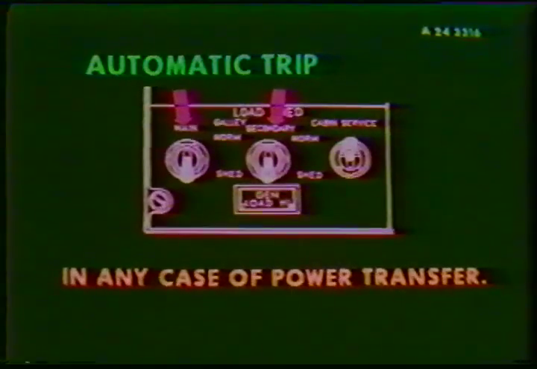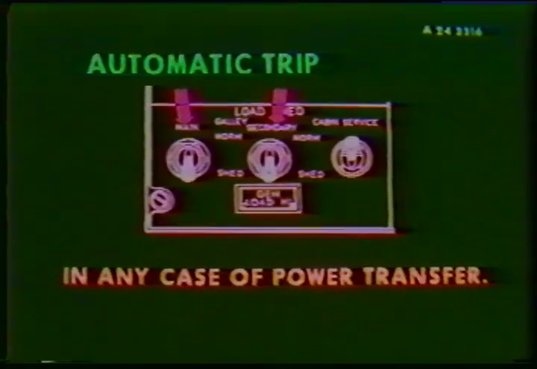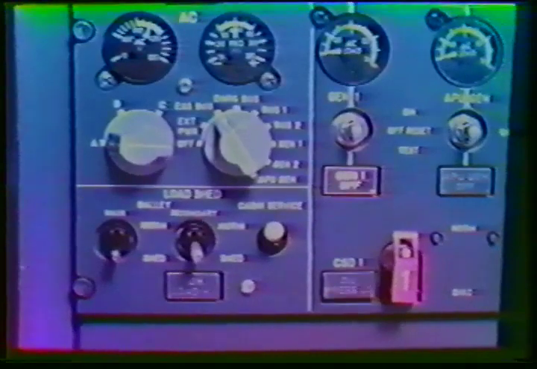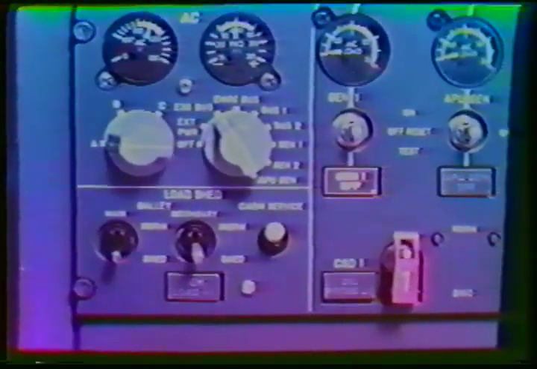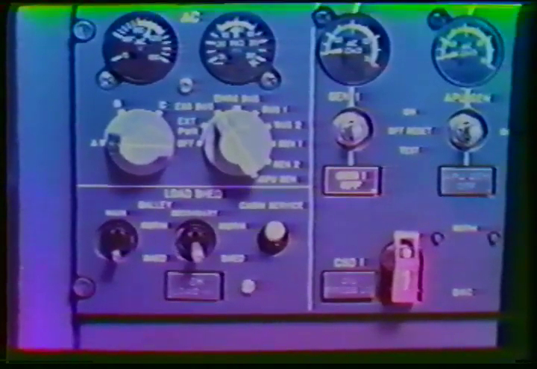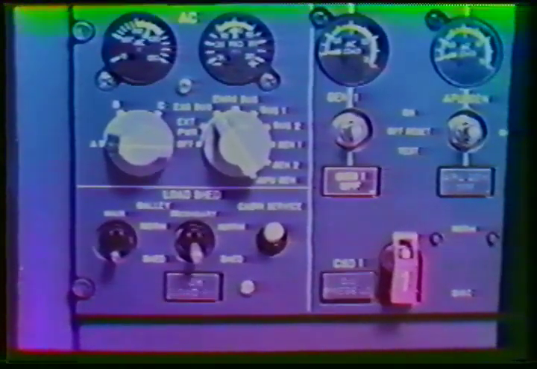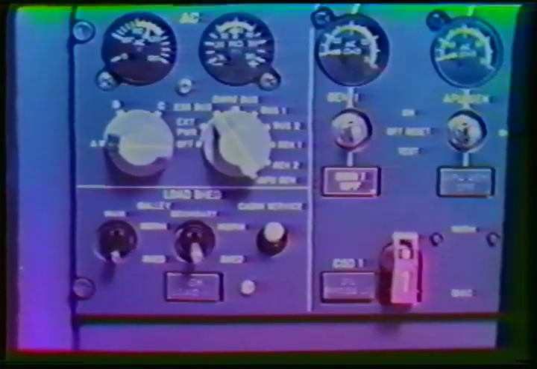To prevent overloading of one generator, when a power transfer takes place, both galley control switches will trip to the shed position. If one of the AC bus off lights is pressed to test, this action will also trip the galley control switches. Note that when external power is supplying the aircraft, both galley control switches can be set to norm.